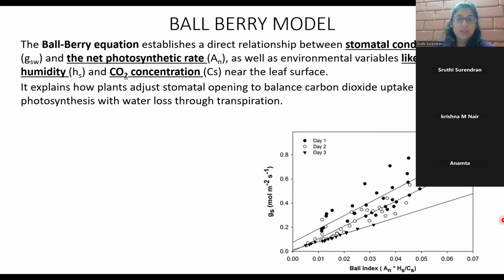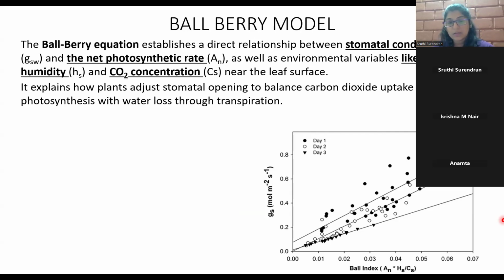In the Ball-Berry model, it is giving a direct relationship between stomatal conductance and photosynthetic rate, as well as the environmental variables like relative humidity and carbon dioxide concentration. So a bit different from what we had looked at yesterday. We have one particular equation for assimilation, one particular equation for transpiration, and transpiration is associated with humidity, assimilation is associated with the carbon dioxide quantity.